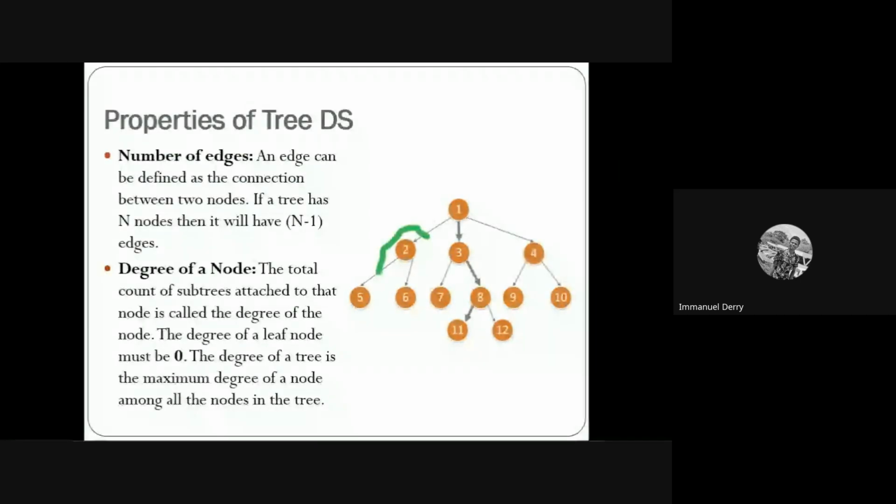So this is 2, and we have 2 subtrees attached. Sir, is it a node or a tree? The 5 and 6 attached to the 2, are they nodes or trees? Sub node or subtree?